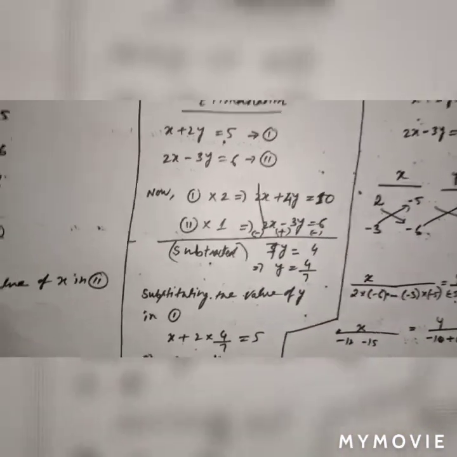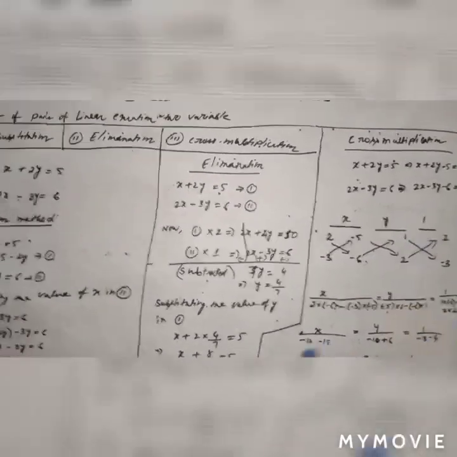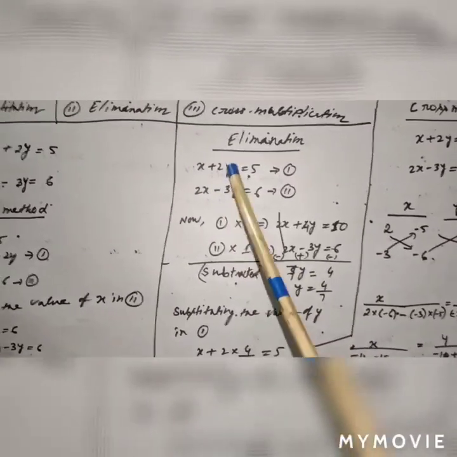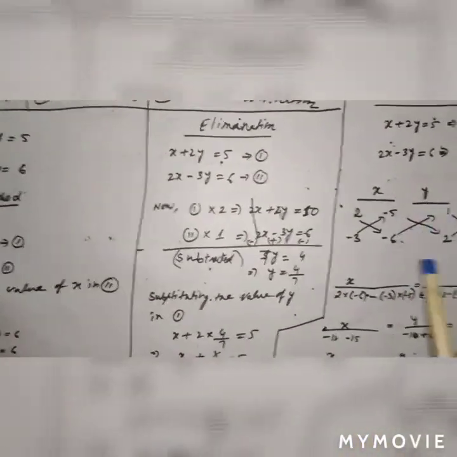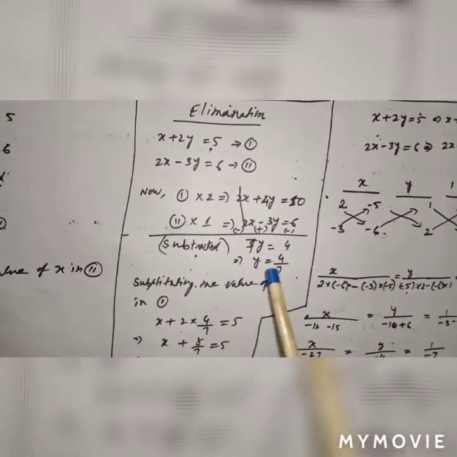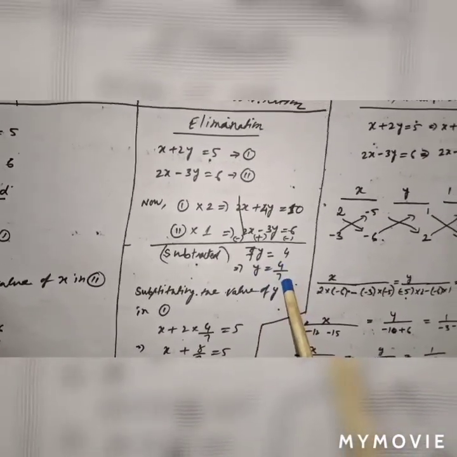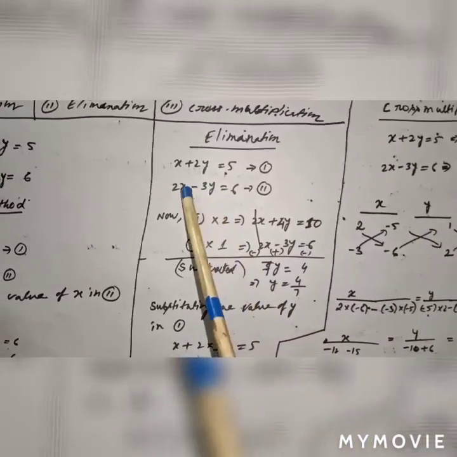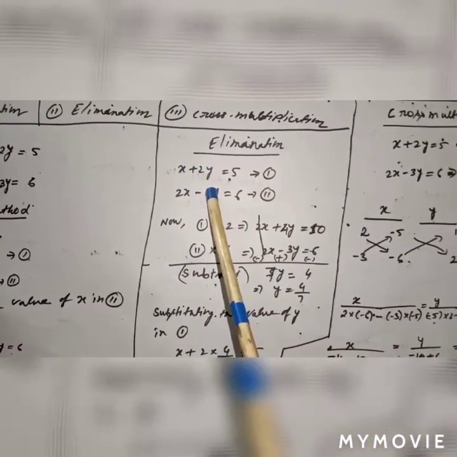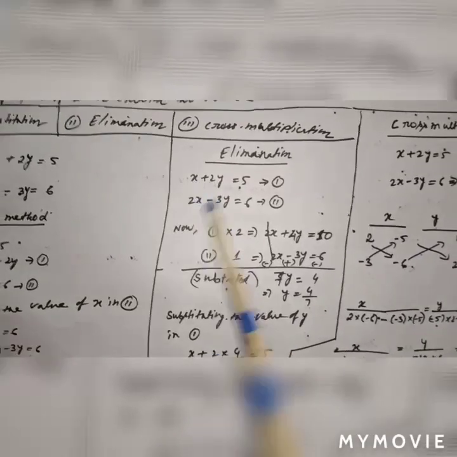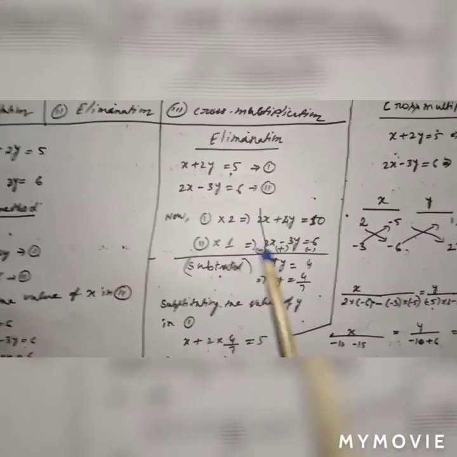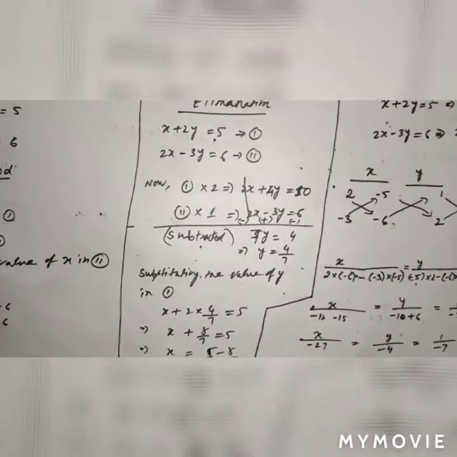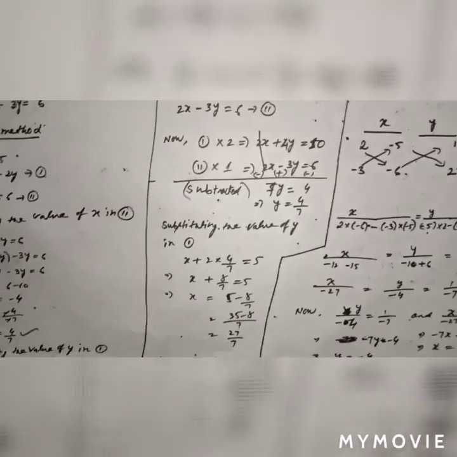Now you can do one more elimination for y by making the same terms, but you can do it easily, like you got the value of y, 4 by 7. You can do elimination for x also. You can find the value of x by making the y terms the same, then y cancels, and you will get the value of x like this. But we already have the value of y, so no need to think about that.